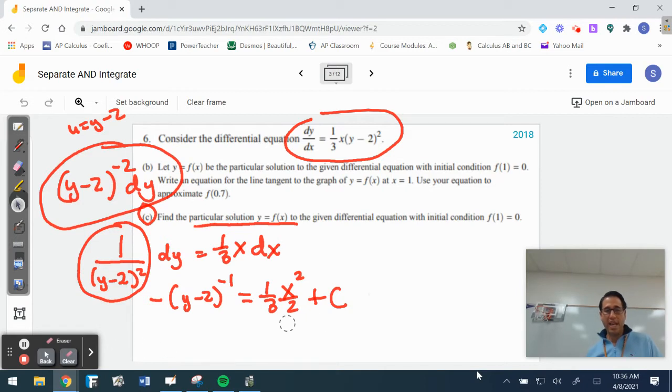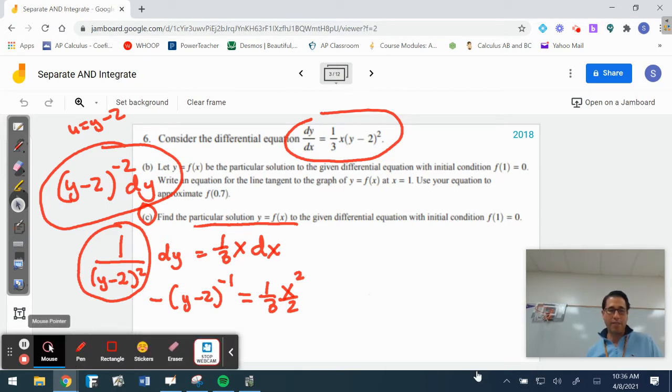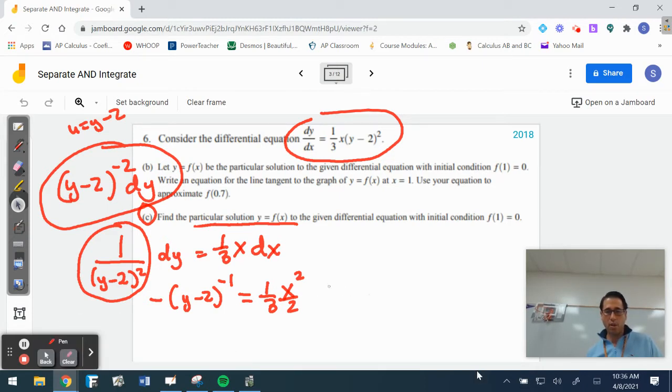Remember class, once I find out my c, I come back up here, and I'm going to replace that c with that positive 1/3. So let's go ahead, this plus 1/3. And then I'm done as long as I can get y by itself. That's a negative 1, so I'm going to rewrite this as 1/6 x squared plus 1/3.